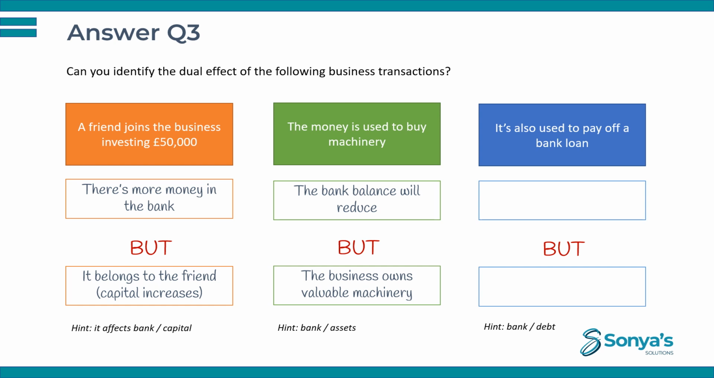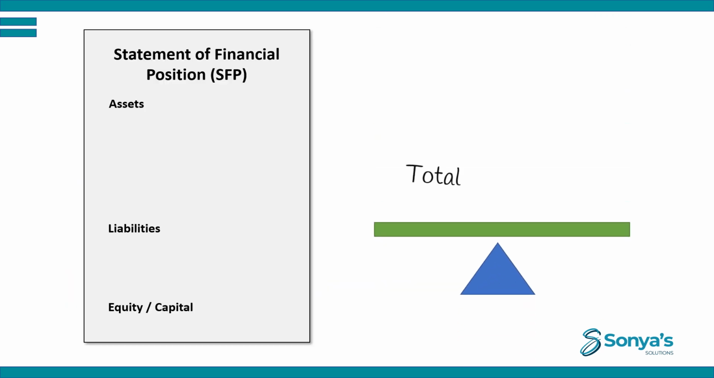When the bank loan is repaid, the bank balance will reduce again. The equal and opposite effect is that the debt is reduced. Now we'll look at how these transactions affect the statement of financial position, as well as how the balance between assets and liabilities is maintained.